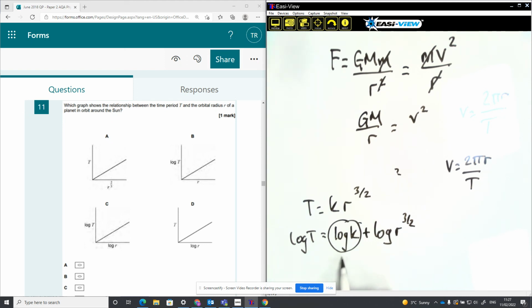So that might put you off unless you've seen it before. It's not expecting us to realize that it wouldn't go through the origin, and it doesn't explicitly say it, but it's the only one that would give us a straight line, so it must be C.